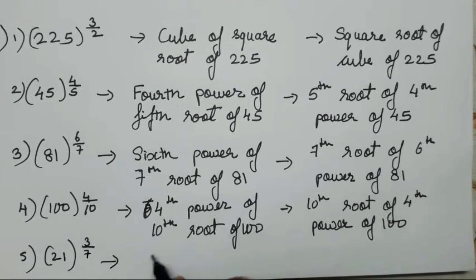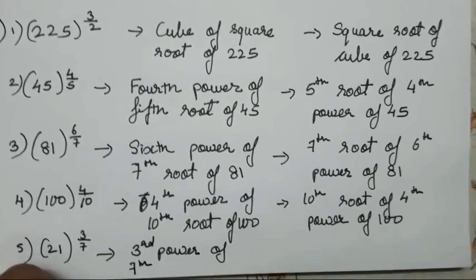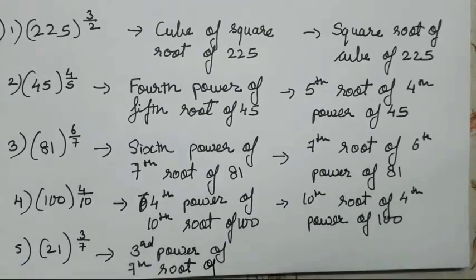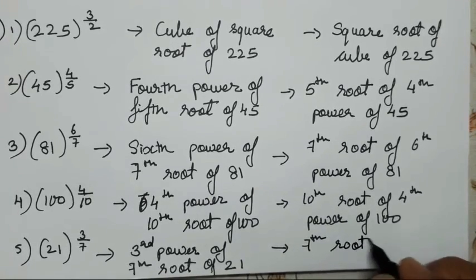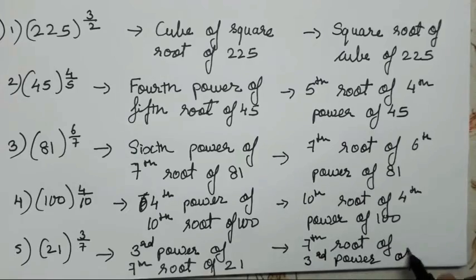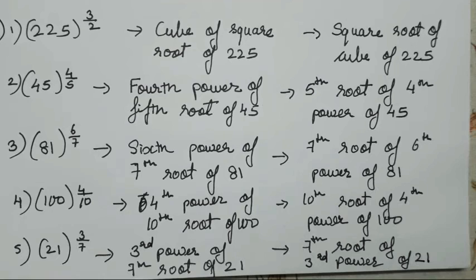So power of the root will be third power of seventh root of 21, and root of the power will be seventh root of third power of 21. Over here the first question is being completed. Let's solve the second one.